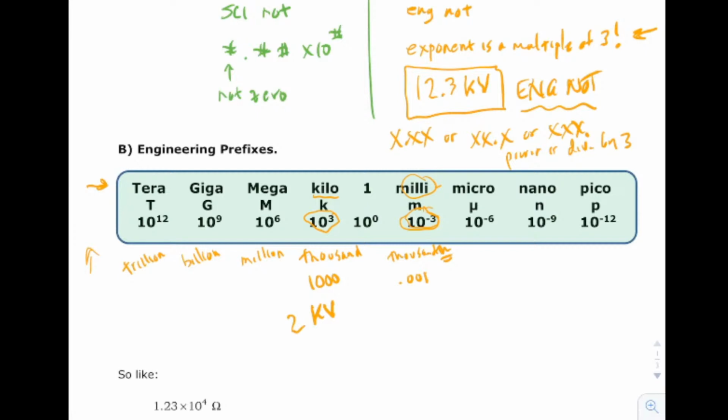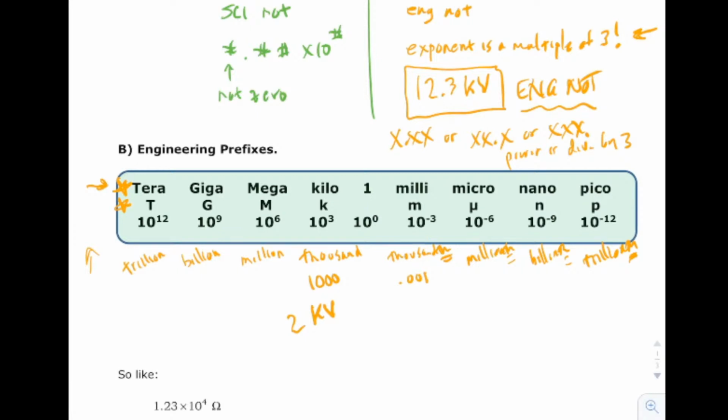Micro is millionth. Nano is billionth. And pico, and there's capacitors rated in picofarads, so we need pico, and that's trillionth. So these are all small things over here, right? Millionth, billionth, trillionth, stuff like that. The main thing you want to know is you really want to know these, because those are the names, and you really want to know these, because those are the abbreviations.